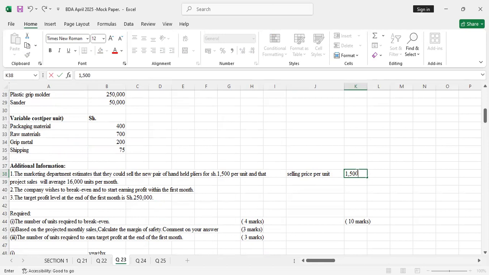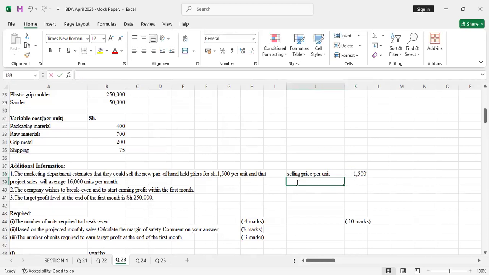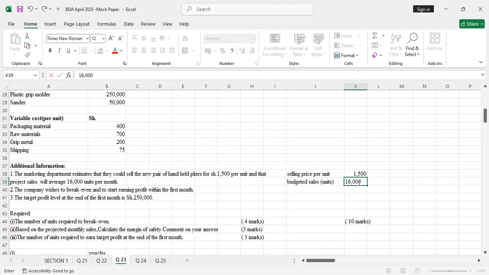And that the projected sales will average 16,000 units per month. So that's what we call the budgeted sales, in units. Let me write budgeted sales, bracket units. So it will be 16,000 units per month, because we're doing this per month.